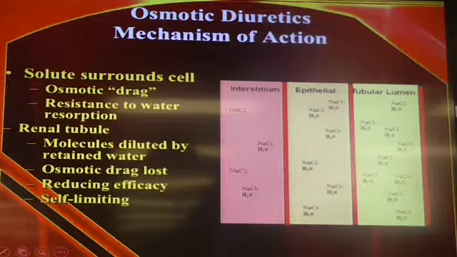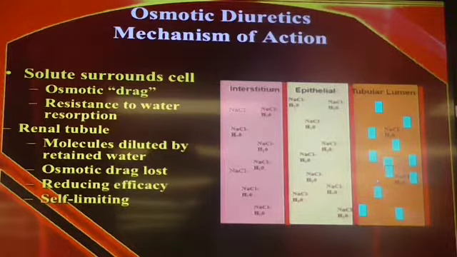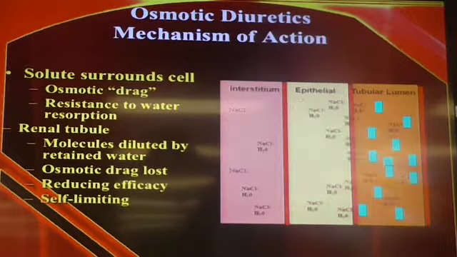So here we have water in the tubular lumen. Normally the kidney is going to reabsorb that. Well, if we put mannitol down there, and we get enough molecules in the urine, it's going to make it harder for the kidneys to pull it back up, just because of the osmotic draw those molecules have on the water. And so water will stay in the urine.